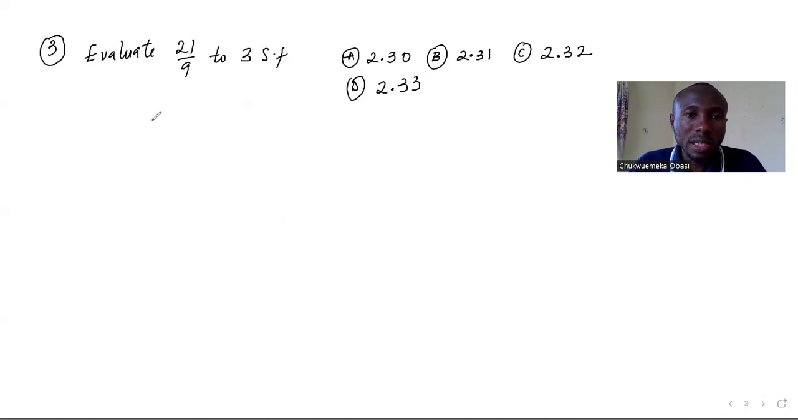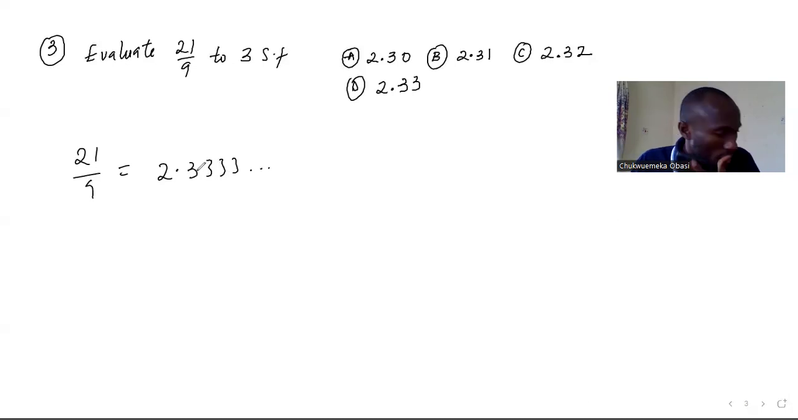All right, this one says evaluate 21 over 9 to 3 significant figures. So for this one, I'm going to pull out my calculator and do that right away. So 21 divided by 9 is 2.3333, and it continues. So it is recurring on 3. This is a recurring decimal. Now, how do we convert this to 3 significant figures? How do we do that?